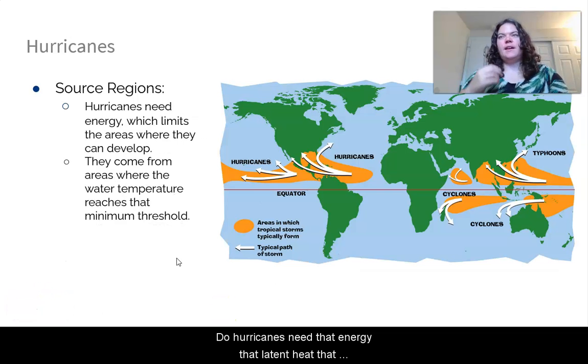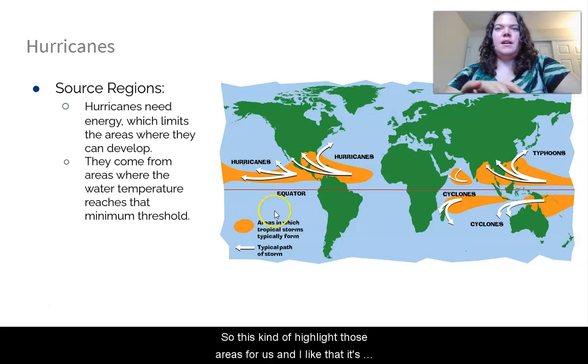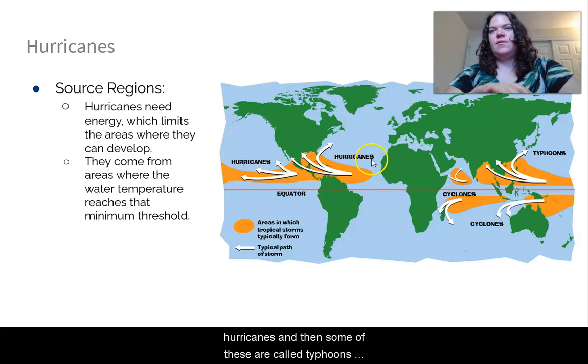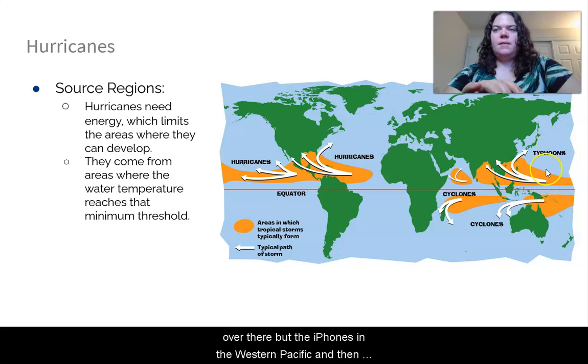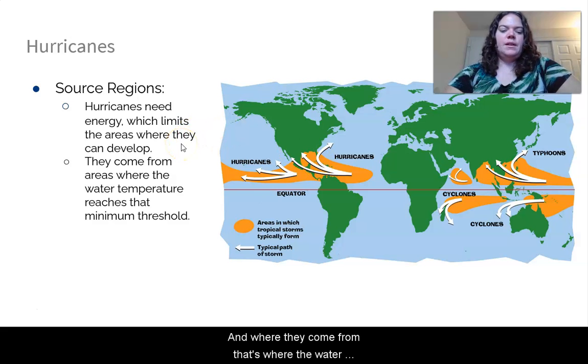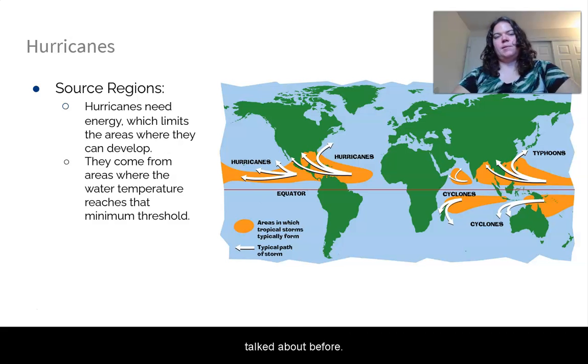So hurricanes need that energy, that latent heat that we talked about, so it limits the areas where they can develop. This highlights those areas for us, and I like that it's labeled with what they're called there. So these are hurricanes, and then some of these are called typhoons over there, but typhoons in the Western Pacific, and then cyclones over here. And where they come from, that's where the water temperature reaches that minimum threshold that we talked about before.